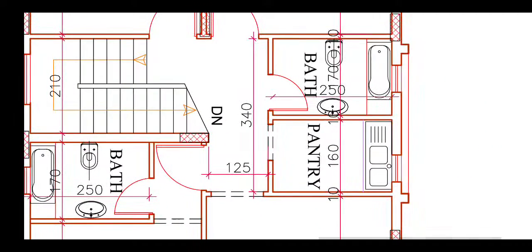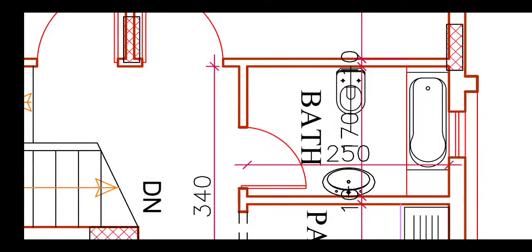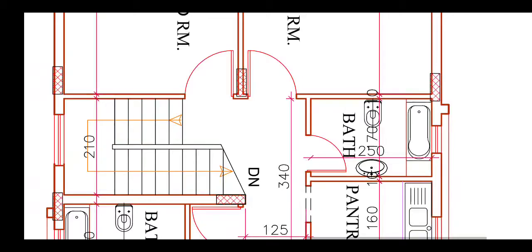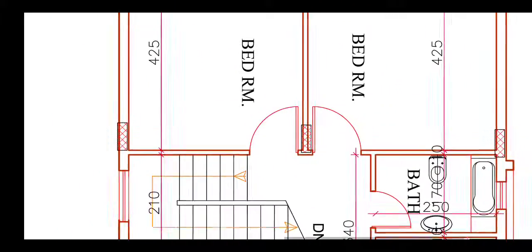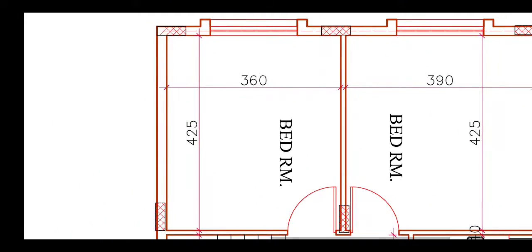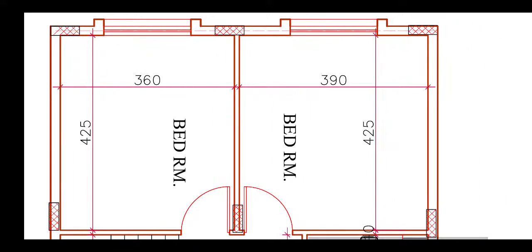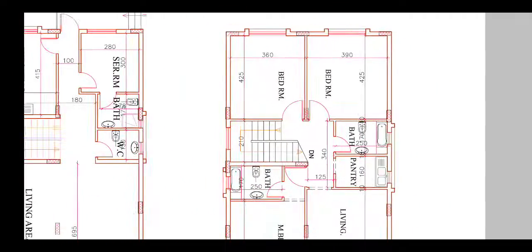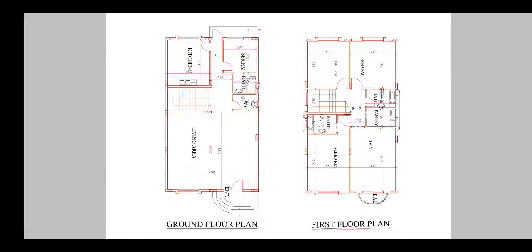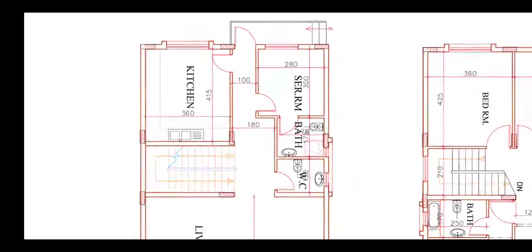This side we are getting a small pantry 160 by 250 and this common bathroom 250 by 170 and this is our stair. This side our bedroom 425 by 360, 390 by 425. So this wonderful floor plan, very small in size in plot. You can see here back side also entrance given.